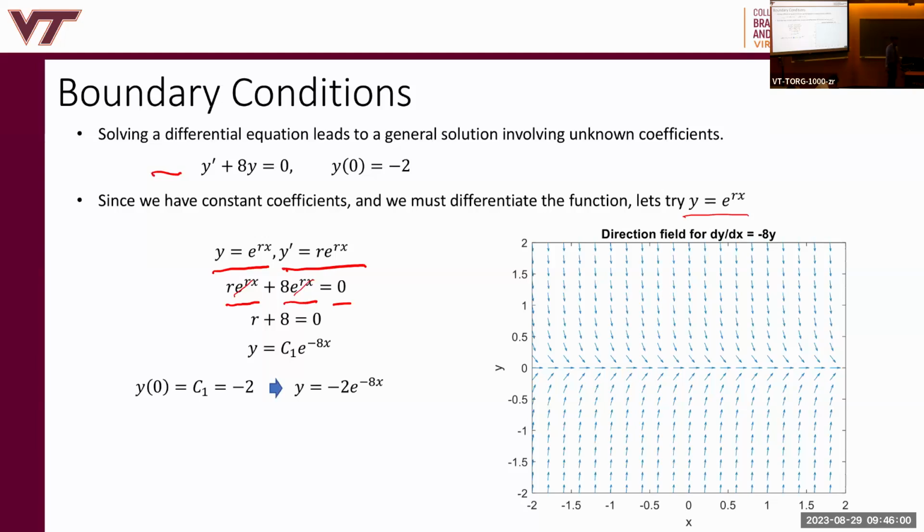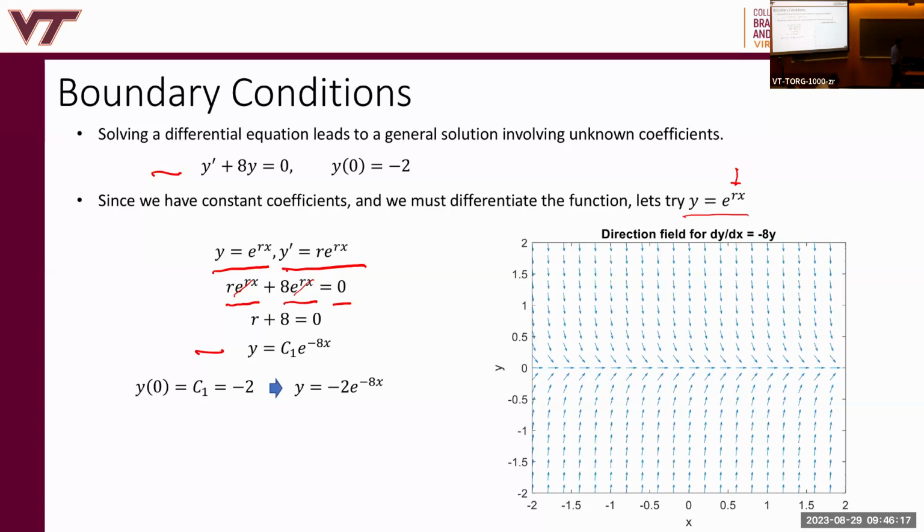So we end up with r plus 8. And now we know what r is in our trial solution. So y is then c1 e to the minus 8x. But we have this coefficient out front, right? Because any coefficient here will still satisfy the differential equation.